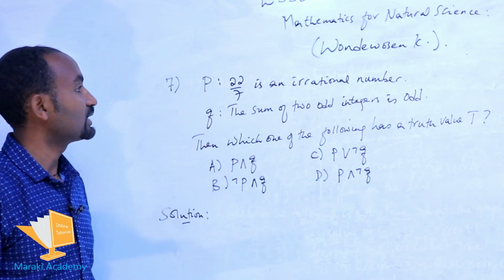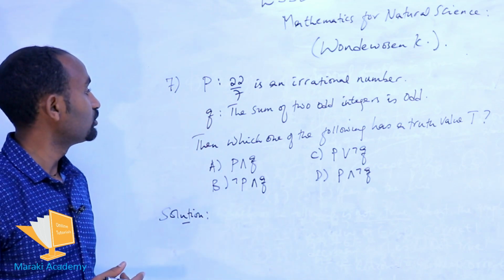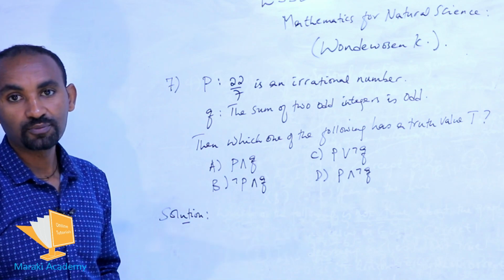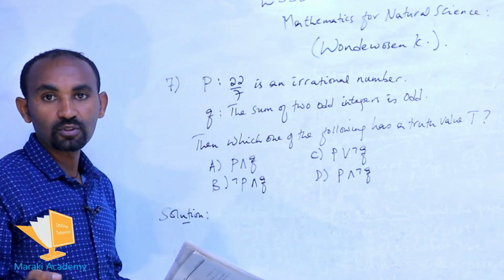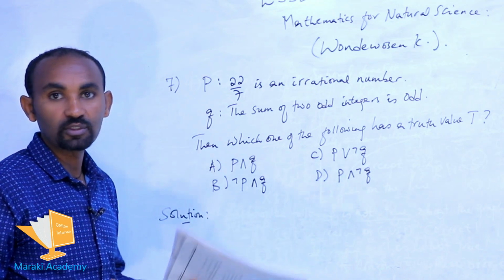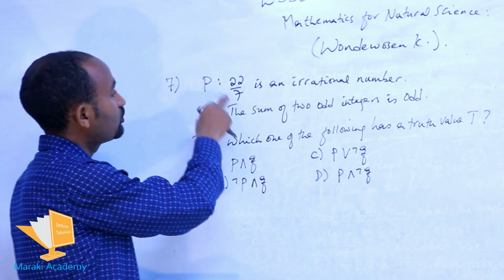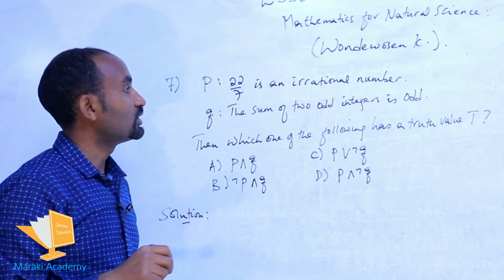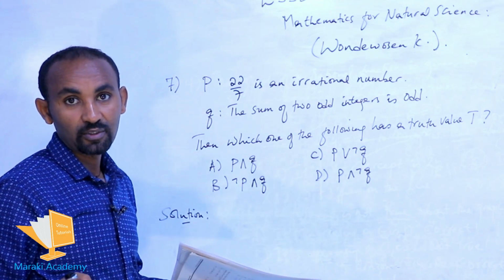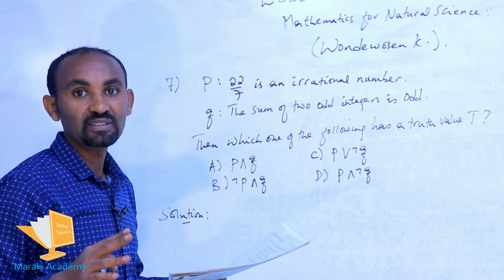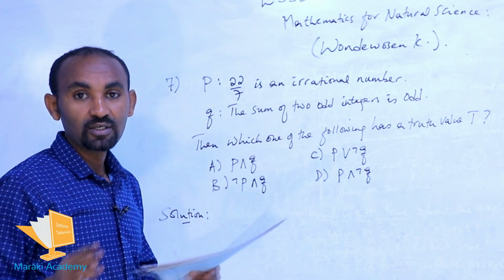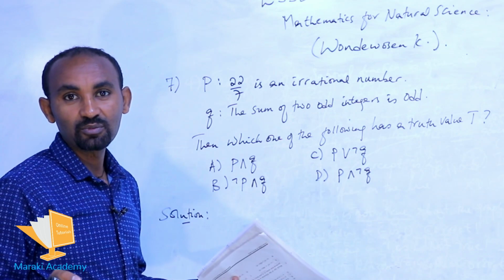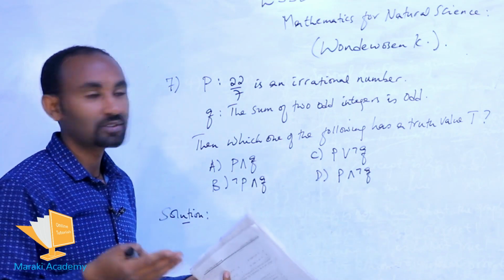P: 22 over 7 is an irrational number. Q: the sum of two odd numbers is odd. So how do you know the truth value of this P and Q? From your mathematical understanding or from your mathematics background. 22 over 7, as you know, is an approximation for pi. Usually students confuse this; 22 over 7 is a rational approximation for pi. Pi is an irrational number, whereas 22 over 7 is a rational number because it's in fraction form.